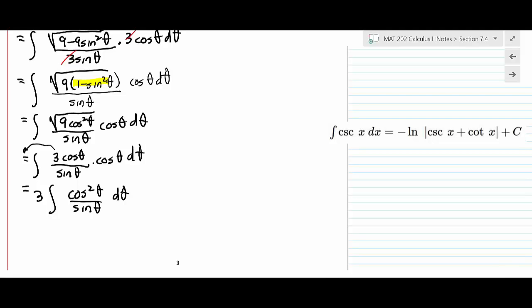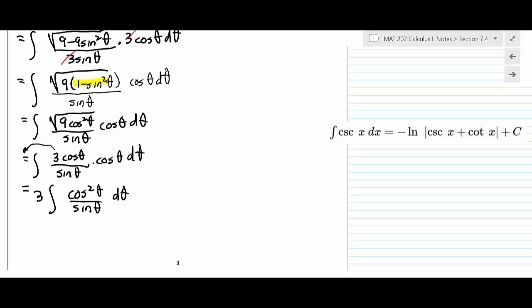U substitution does not work on this one, because if you think about it this way, your only choices would be let u be sine theta. Well, du would be cosine theta, not cosine squared, so forget that. If you let u be cosine theta, the derivative of cosine is negative sine, but it can't be in the bottom. So u substitution doesn't do any good there.